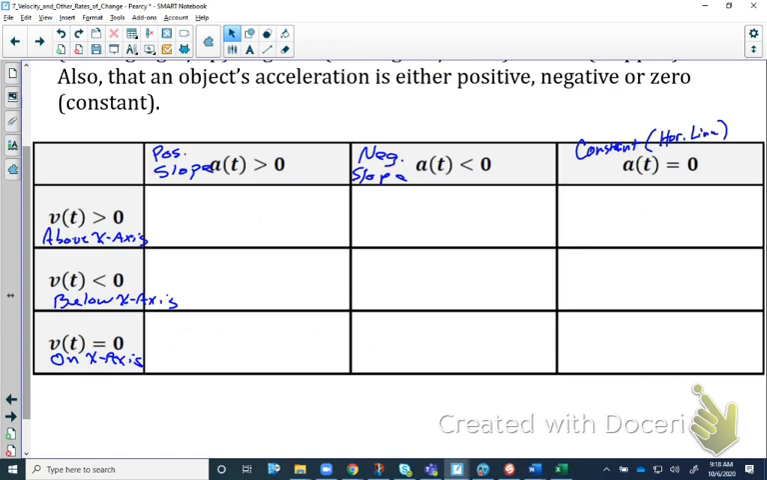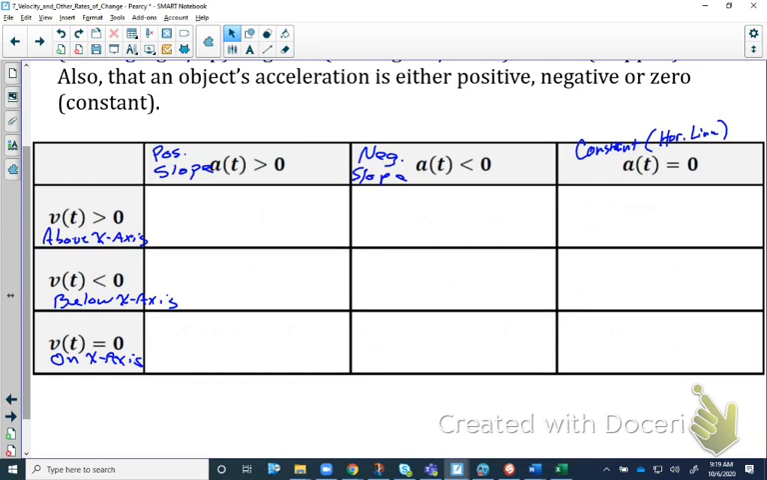So hopefully you've filled in your table, and so here I have the things filled in to help us understand what we're looking at. When the acceleration is greater than 0, that means we have a positive slope. Acceleration less than 0, we have a negative slope for the velocity. And when the acceleration is 0, then the velocity has a horizontal line. If the velocity is greater than 0, it's above the x-axis, less than 0, below the x-axis, and if the velocity is equal to 0, it's at the x-axis.